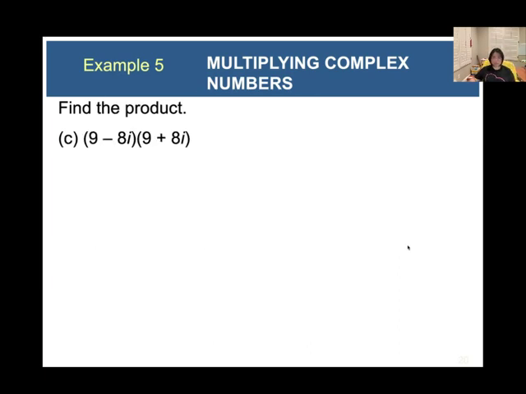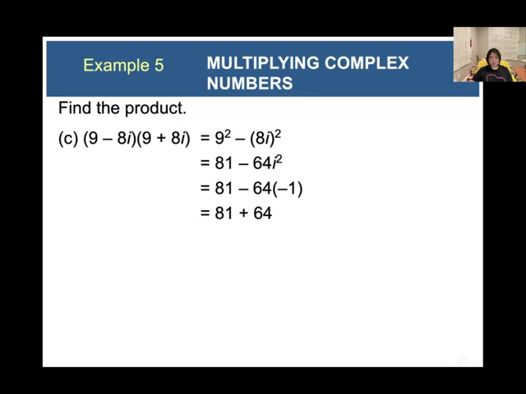Okay, this one is going to be using a formula also, (a minus b) times (a plus b). That will be equal to a squared minus b squared. So you should get 64i squared, and i squared will be -1. So your final answer can be 145. This is only a real number, right? Or you could put a 0, but I don't think it's necessary. You could just keep your final answer 145.